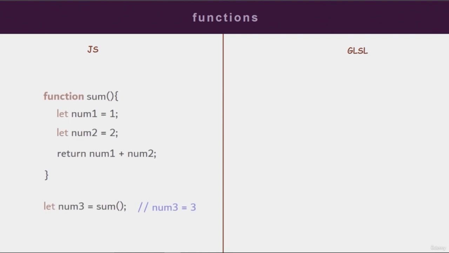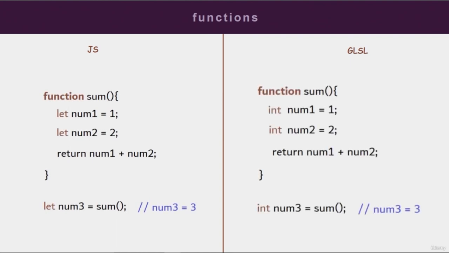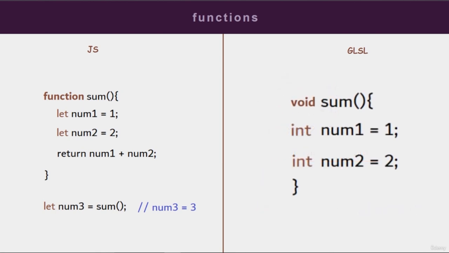The difference in the functions between JavaScript and GLSL is that in GLSL, we have to specify the type of the return value of the function. So if the function will sum two integer values, then the return value will be an integer. So instead of writing function, we have to write int. Then we call the function inside the num3 variable, so the num3 variable value will be equal to 3. And in case we have a function that does not return any value, then we have to write void.